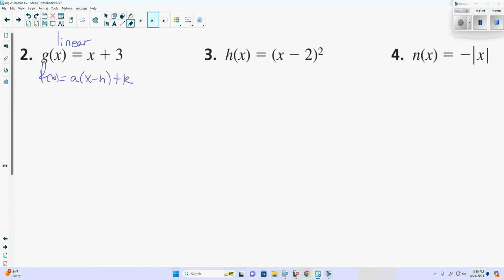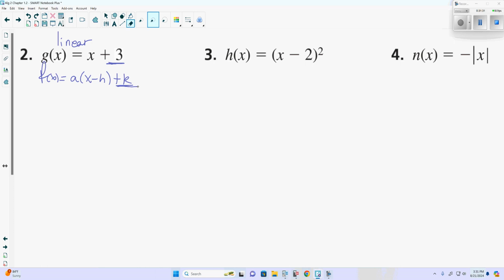Now, I will say this. If you want to write those each time, go for it. If that is helpful, write them out so that we can see what connects to what. If you don't need it or it's not helpful, you don't have to. So it would be g of x equals x. Then what would the plus 3 be? K? So the plus 3 is our k.